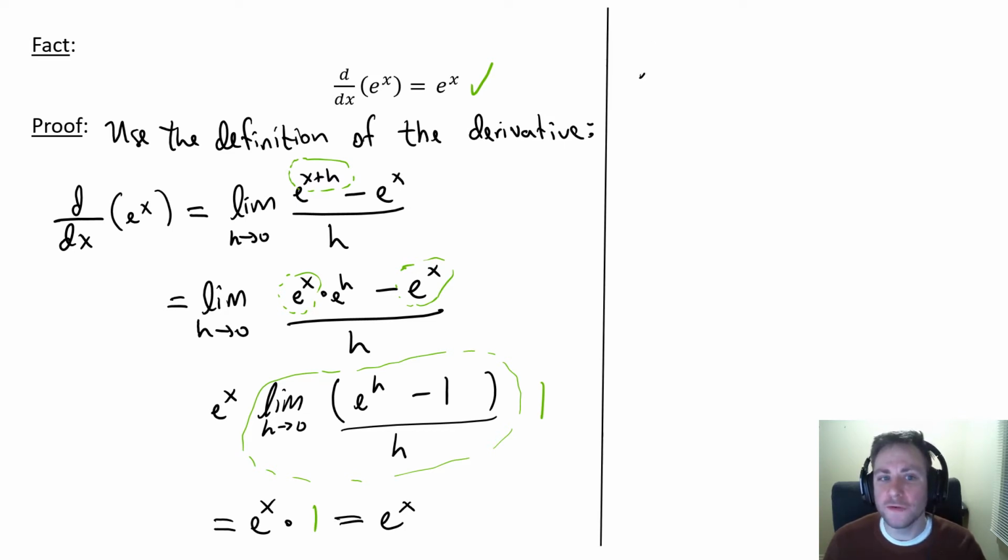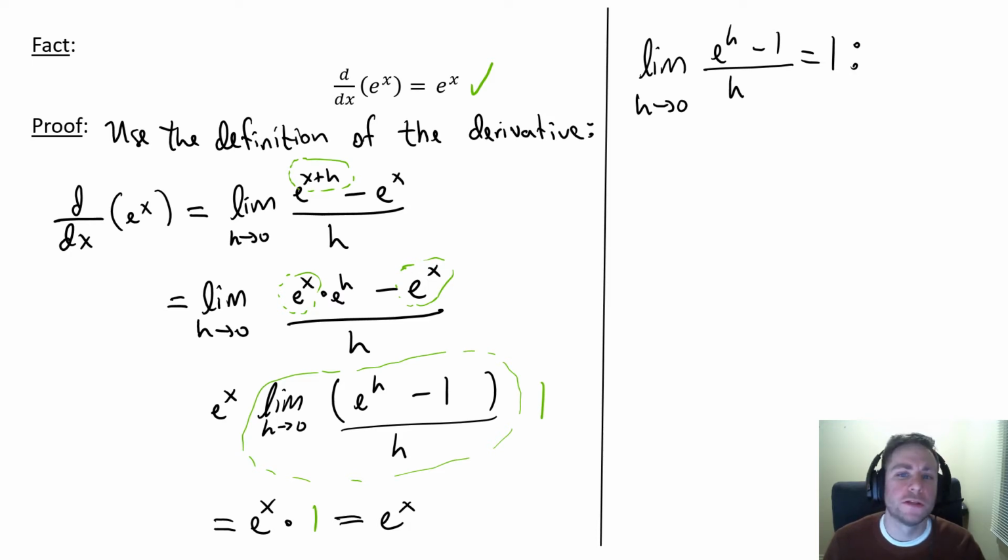Now, this proof hinges upon my claim that this limit is equal to 1, so all that remains is to understand why that part is true. This is actually a consequence of the way we defined the number e. Let's recall that definition.